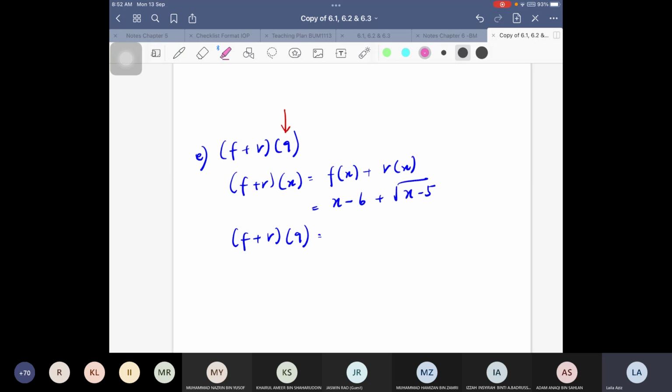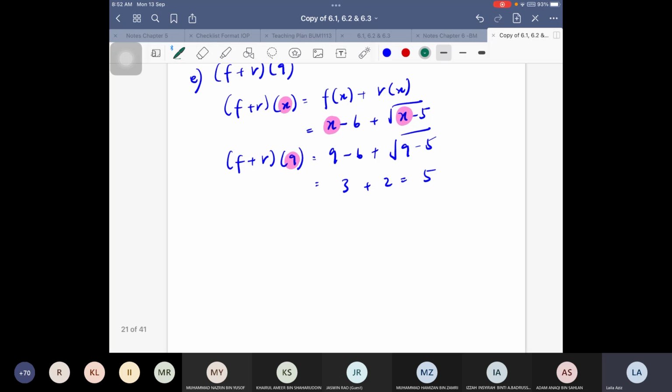Okay, sekarang jumpa je x dalam kita punya function, kita gantikan dia dengan 9. So sekarang kita ada 2x belah kanan, so dua-dua x tu pun kita kena ganti. So akan dapat 9 tolak 6 tambah square root 9 tolak 5. Dan kalau kita simplify ni akan dapat 3 tambah, ni akan jadi square root of 4, which is going to be 2. So jawapan dia adalah bersamaan dengan 5. So ni adalah cara yang pertama.